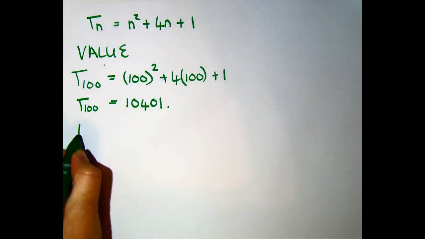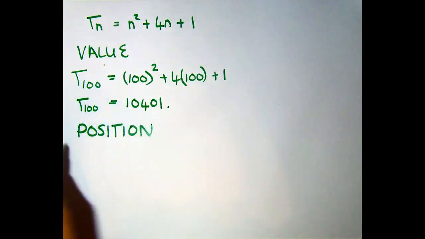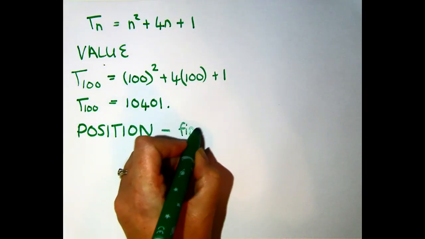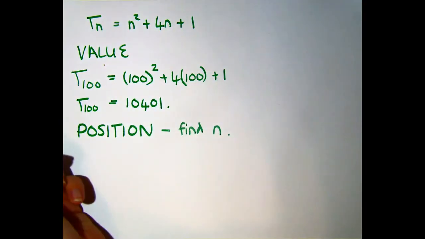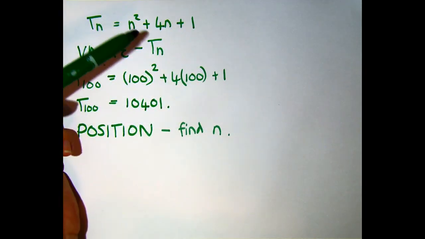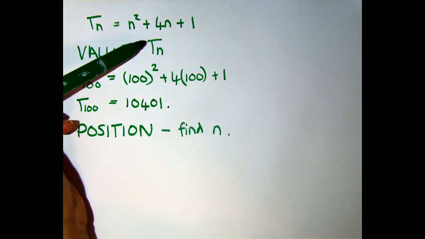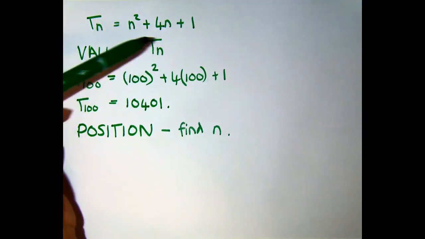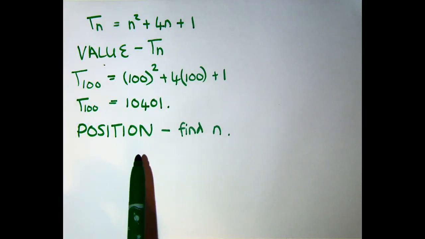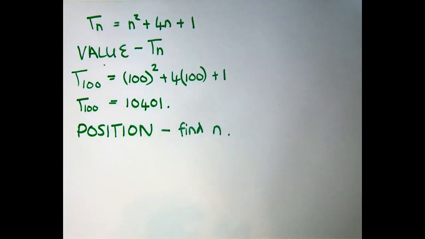The other question type is where you are given the value and they ask you for the position. This is where you have to find N. Before, we were finding Tn, the actual value of a position. So we were given a number for N, but we had to find what Tn would be when we knew what N was. The next one's the opposite way around. We have to find what N would be when we are given Tn.